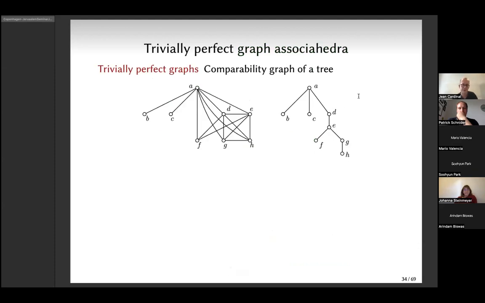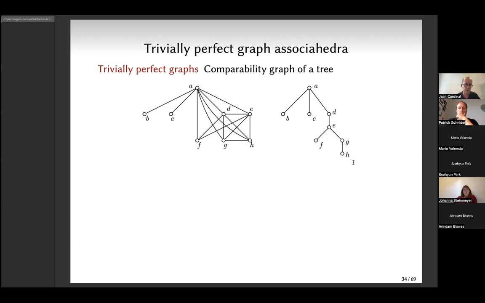So, trivially perfect graph associahedra. What's a trivially perfect graph? These are very nice, very structured graphs. They have a lot of properties. They're perfect, and they're trivially so. So you take a rooted tree and think of it as a partial order, so that in that example A is greater than B, C, and D, D is greater than E, and so on, F, G, H.